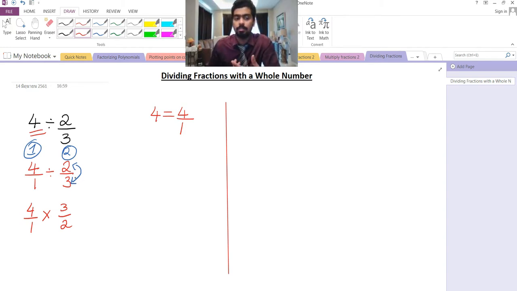Now it has come to normal multiplication of fractions. So what we do now, we multiply the numerator with the numerator. So what do we have? 4 multiplied by 3 gives us 12, over 1 multiplied by 2 gives us 2, and of course 12 over 2 gives us 6. So 6 is our final answer.